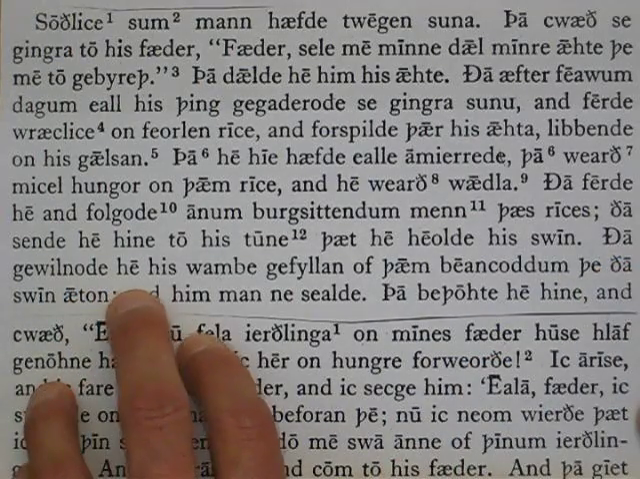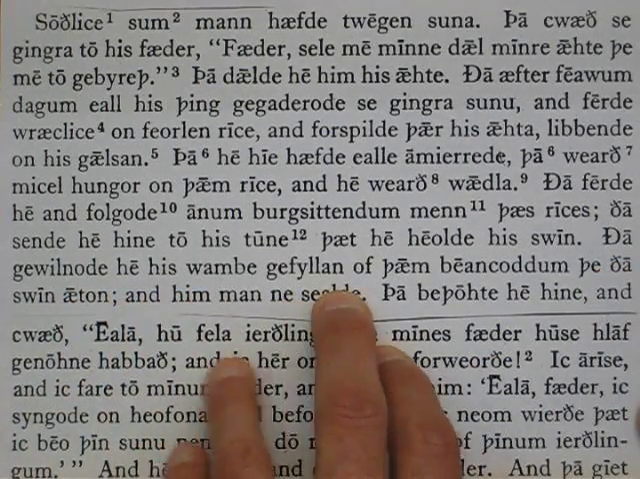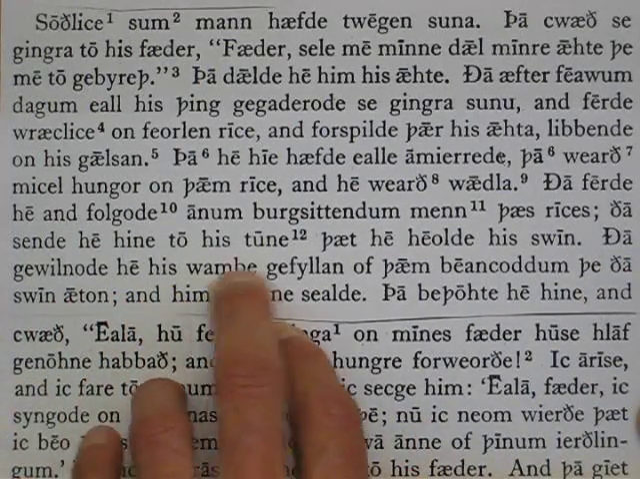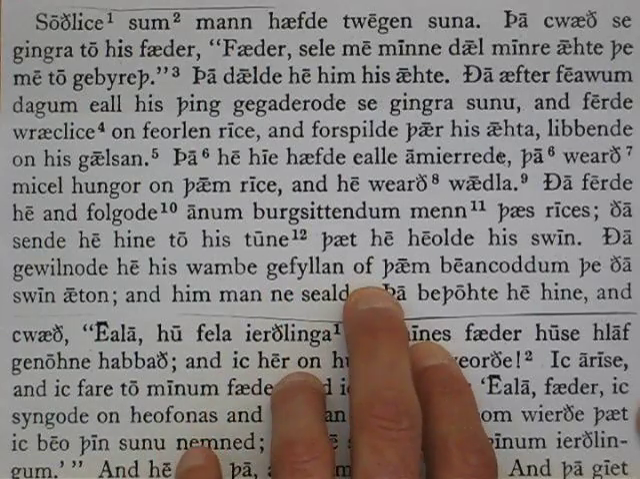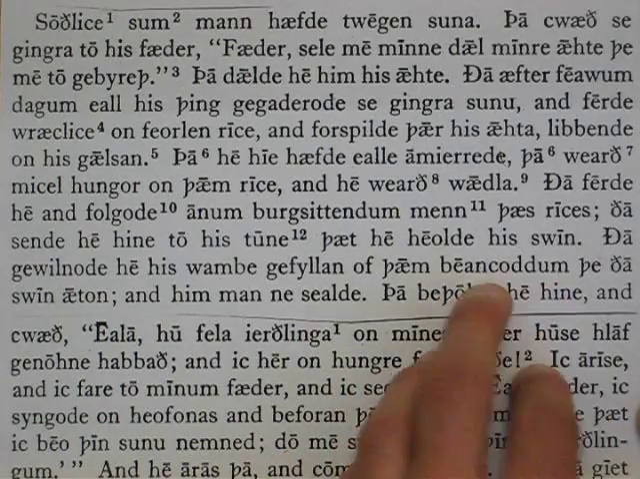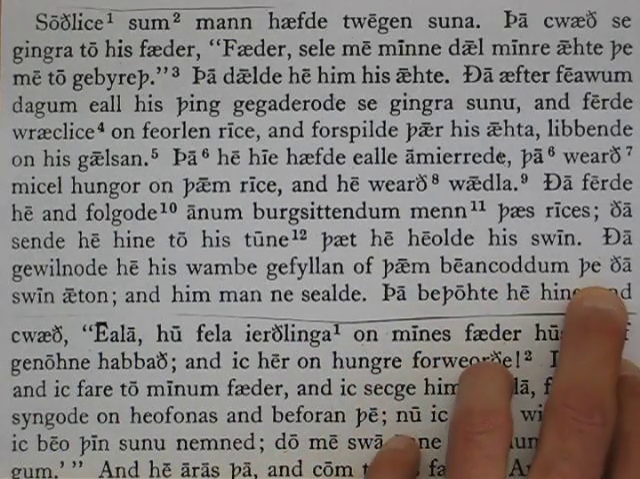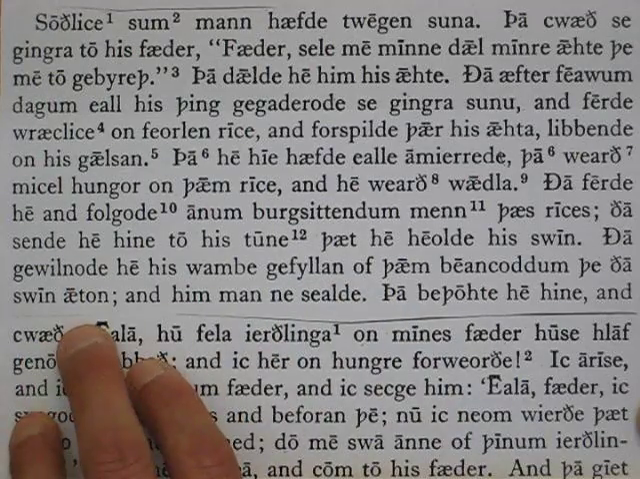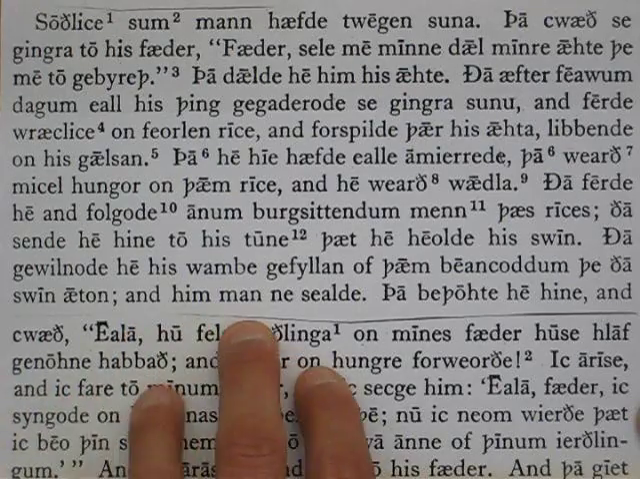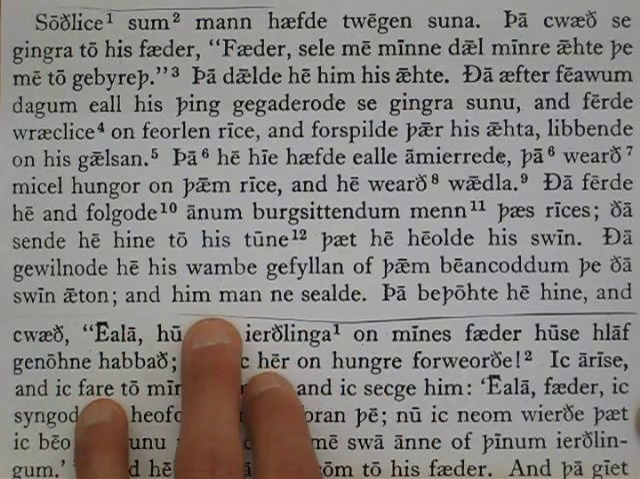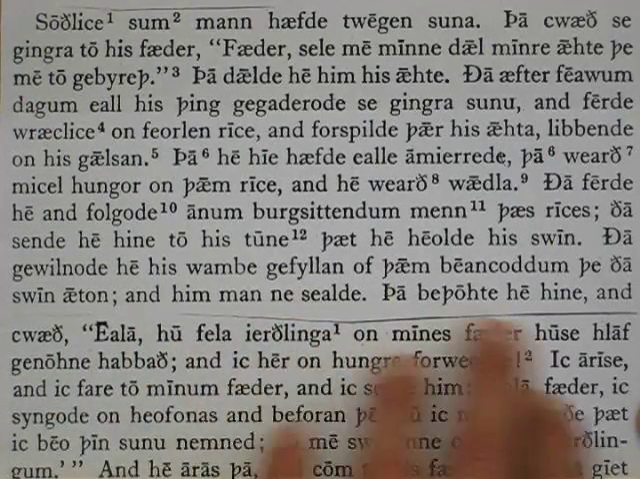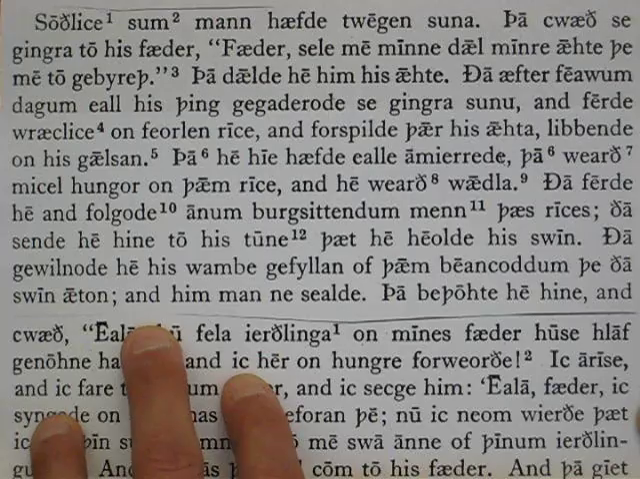Tha gewilnode he his wamba gefulen, then he wanted to fill his womb, his stomach, of them beankudum, of those bean curds or cods or husks, the tha swine eten, that those pigs ate, und him mon neselde, and to him nobody gave. So he wanted to eat his fill of the husks that the pigs ate, but nobody gave him any.